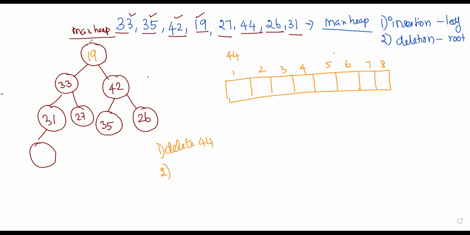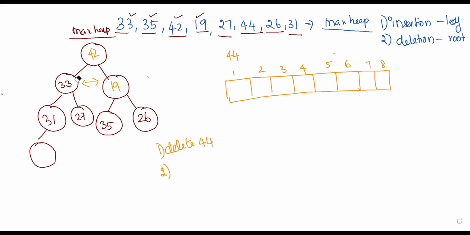So now check the max heap property. The max heap property is that the parent node should have the greater element. Since 19 is smaller than its children, check among these two children which is greater. 42 is greater, so swap with it. So 42 comes here and 19 will be here.